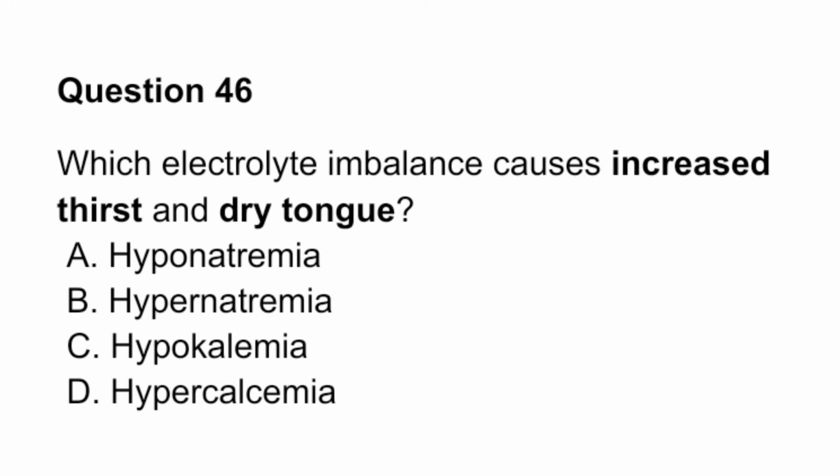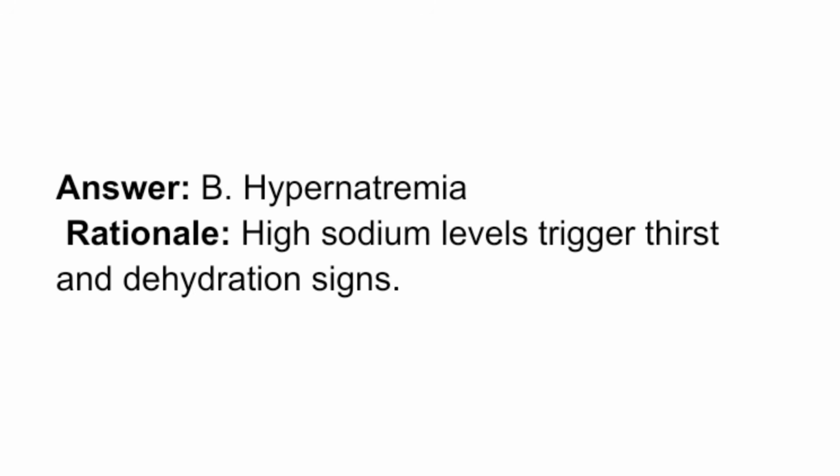Question 46. Which electrolyte imbalance causes increased thirst and dry tongue? A. Hyponatremia. B. Hypernatremia. C. Hypokalemia. D. Hypercalcemia. Answer: B. Hypernatremia. Rationale: high sodium levels trigger thirst and dehydration signs.